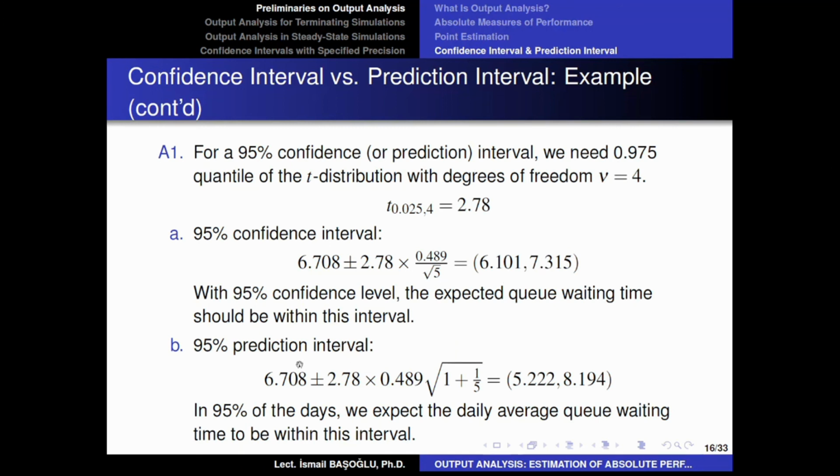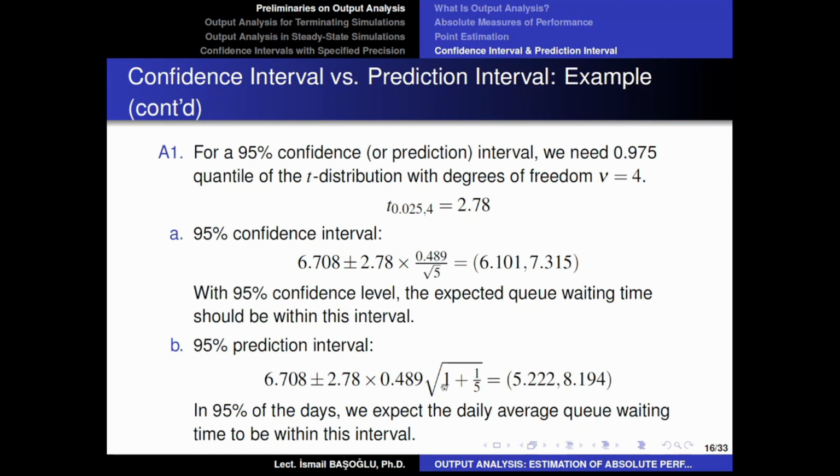However, the prediction interval gives me a 95% interval for the daily average queue waiting times to be in. So we can say that in 95% of the days, the daily queue waiting time averages are going to be in this interval. If the expected value is reliable enough, this is going to be true. But there is also an error coming from the statistical estimation. So if this 1 over 5 converges to 0 by increasing the number of replications, then we can surely say that this interval will cover the average queue waiting time in 95% of the days. Only 5% of the days are going to show an average queue waiting time which is either larger or smaller than the upper bound and the lower bound values respectively.